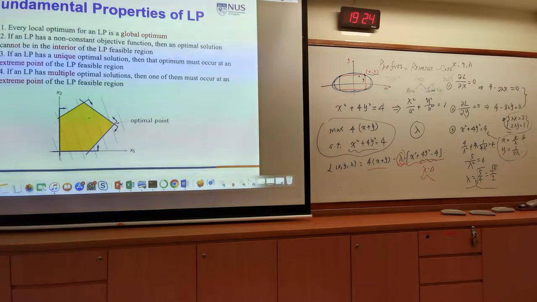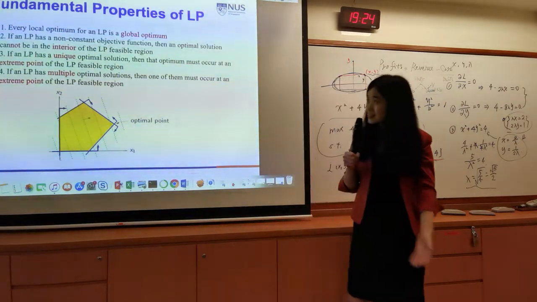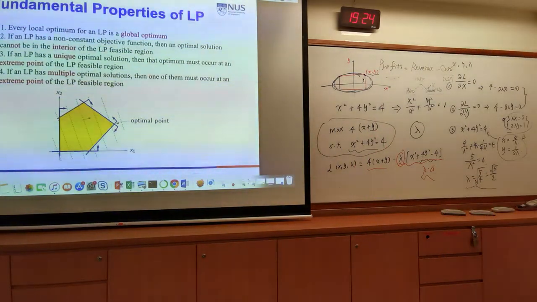So if LP has a unique optimal solution, then that optimal must occur at an extreme point of the feasible region. It's not in the interior, it must be at the extreme points, as we say, those vertex points. If LP has multiple optimal solutions, then one of them must occur at an extreme point of the feasible region. That's why it's a bit tricky, we can explain later. If it has more than one optimal solution, then some solution must be at an extreme point, and the others can have the same value as this optimal solution. It can fall within, but at least one must be at the extreme point.